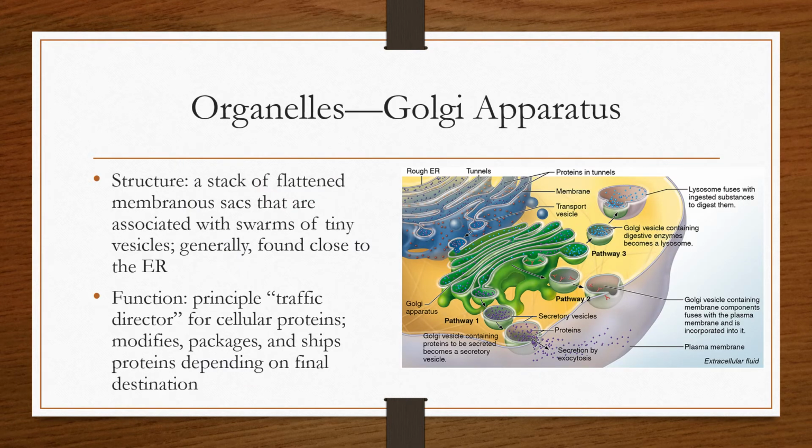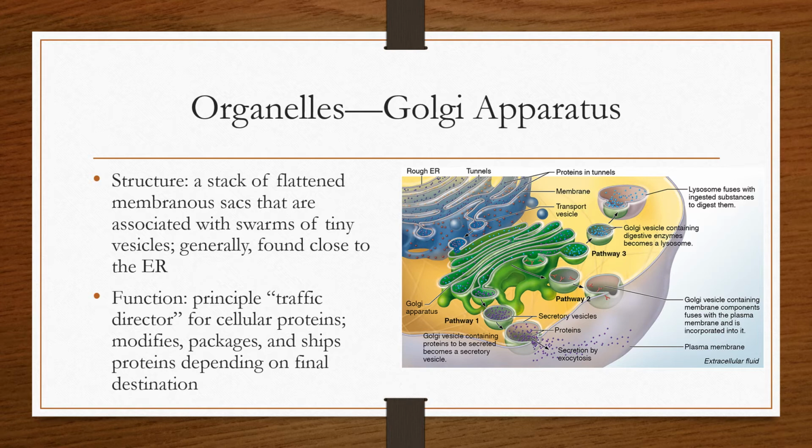Okay, the Golgi apparatus. You can see it actually looks very similar to the endoplasmic reticulum. The structure is a stack of flattened membranous sacs that are associated with swarms of tiny vesicles. It's generally found very close to the ER. The principal function is a traffic director for cellular proteins. It modifies, packages, and ships proteins depending on final destination. This is like the Amazon warehouse of proteins.